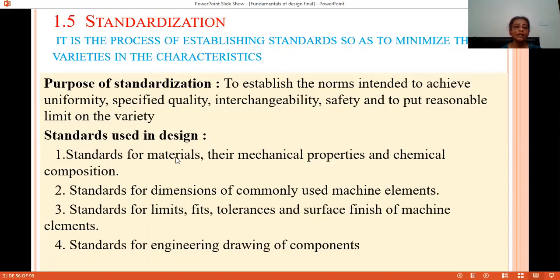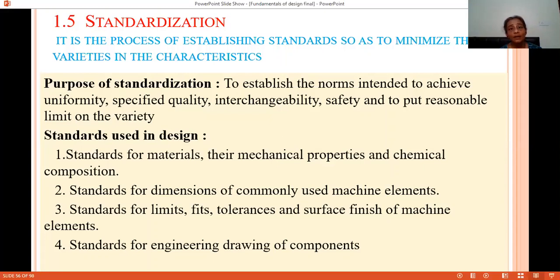I told you standards for materials. Right now we have seen the commercial designation of the materials, which I had explained in the last lecture. 40C8 means everyone will understand that it is a carbon steel with 0.40% carbon and 0.8% manganese. So we can say that is a standard for material.